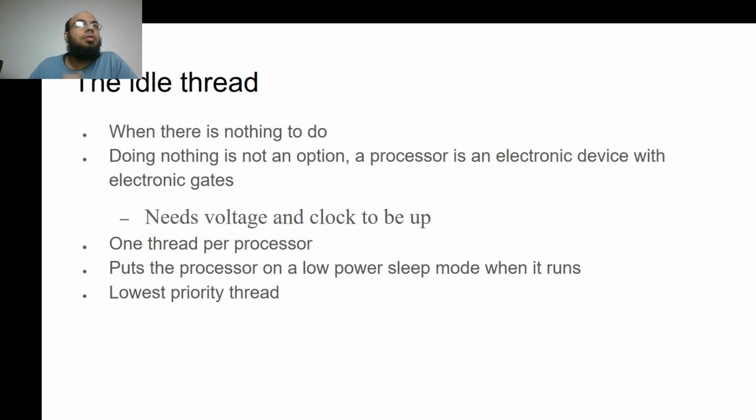Otherwise, the processor just will not run. I mean, everything will just die. Your computer will die. So the way that a processor is kept running is to have an idle thread, basically a thread that does nothing. And there's one thread per processor. So if you have a multi-processor machine, then you have as many idle threads as you have CPUs, and each processor runs a single idle thread, and the idle thread is responsible for making sure that the actual processor continues running.